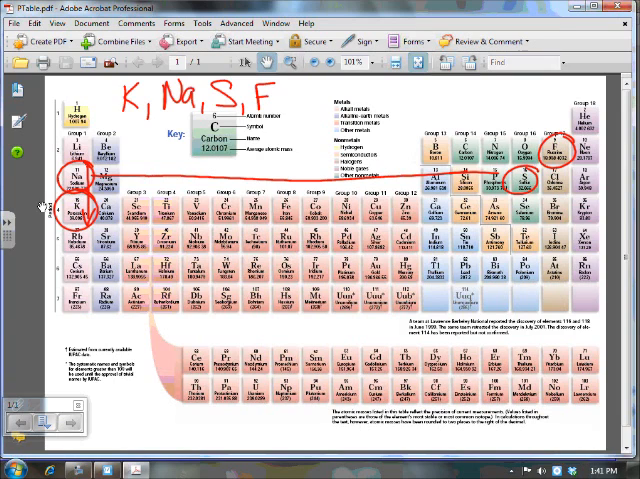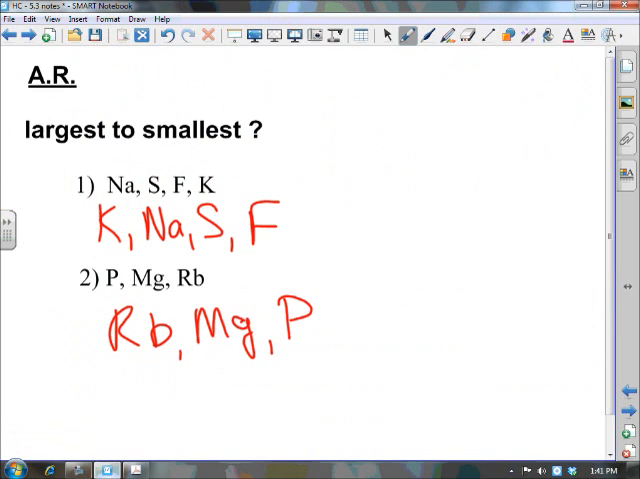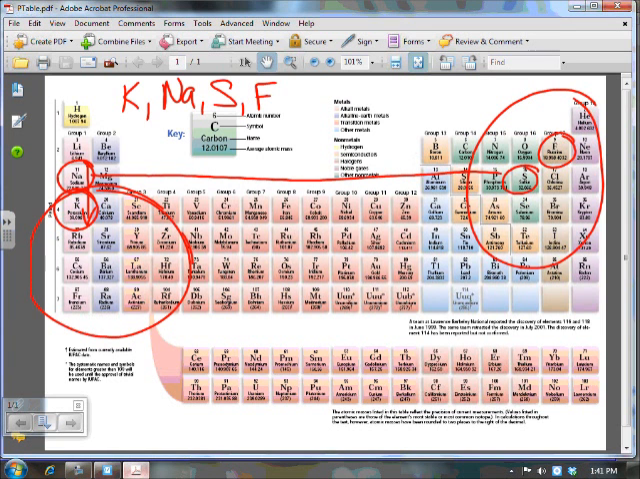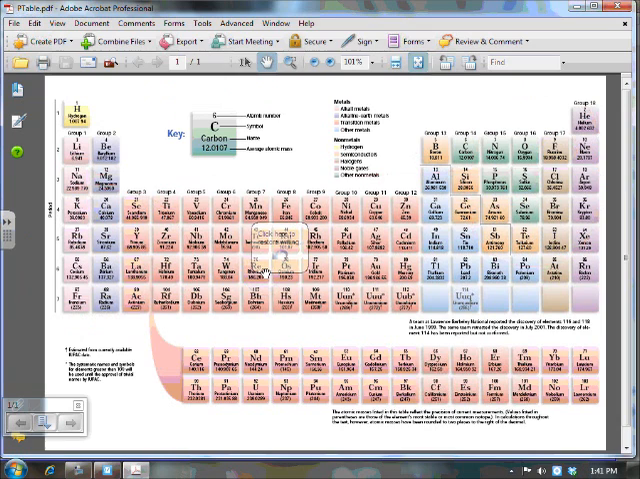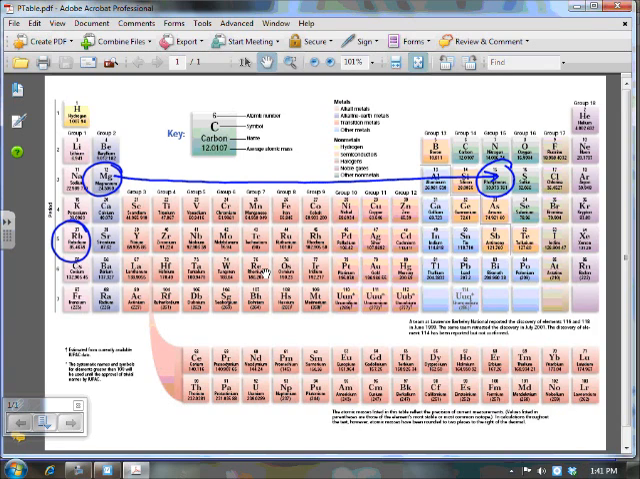So in general, we've seen right now, where are the bigger atoms? Over here. Where are the smaller atoms? Over here. Okay, so we'll talk about that. If we come back to the other ones, rubidium, magnesium, and phosphorus. And you say, oh, magnesium and phosphorus are in the same row. Phosphorus is farther to the right. Therefore, it's smaller. So magnesium followed by phosphorus.